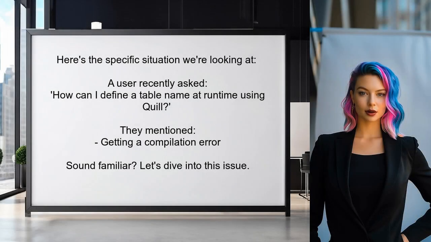Here's the specific situation we're looking at. A user recently asked, "How can I define a table name at runtime using Quill?" They shared their code and mentioned they were getting a compilation error. Sound familiar? Let's dive into this issue.